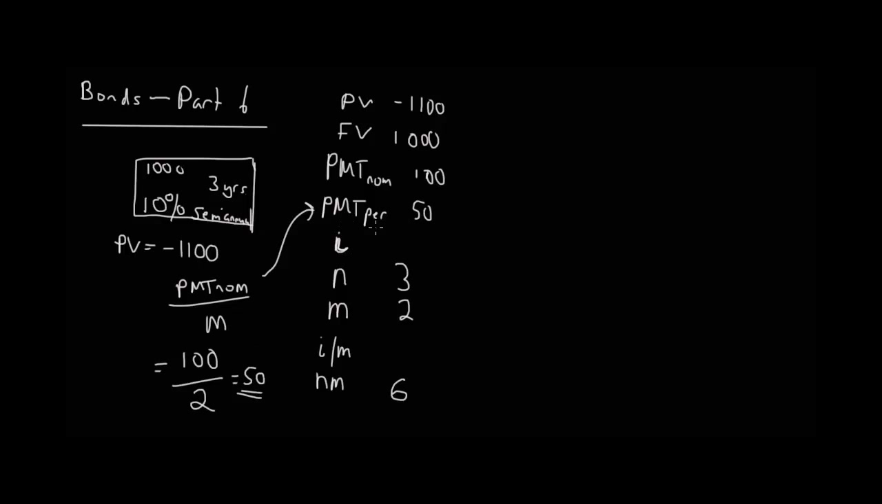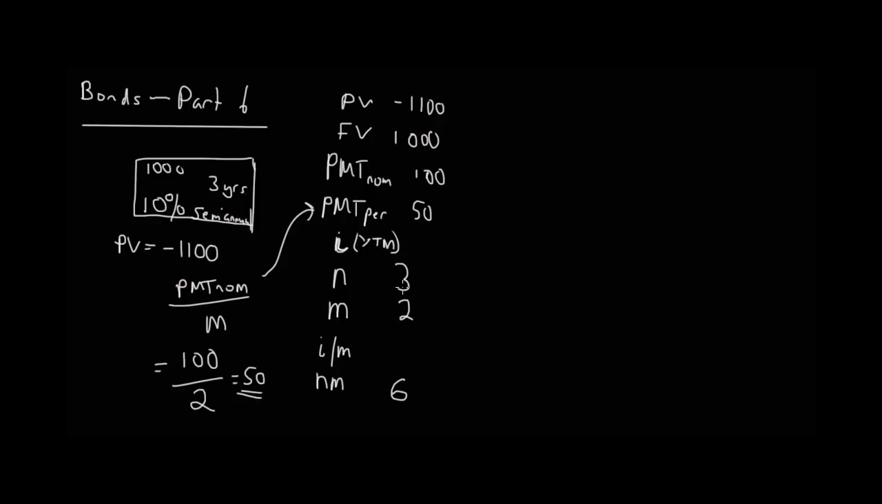Now, the interest rate is what we're looking for, the YTM, yield to maturity. We'd like to know if we purchase this bond for $1,100 and hold on to it for 3 years, or rather 6 periods, which is 6 semi-annual periods, then what is our rate of return? So that's what we're looking for.